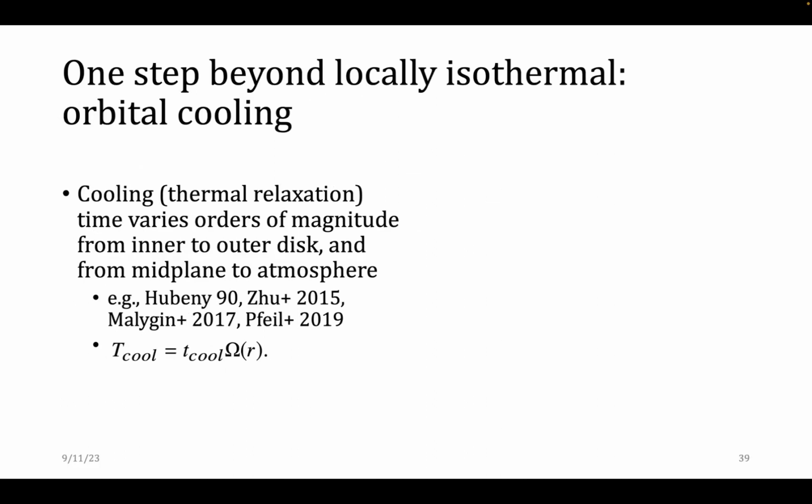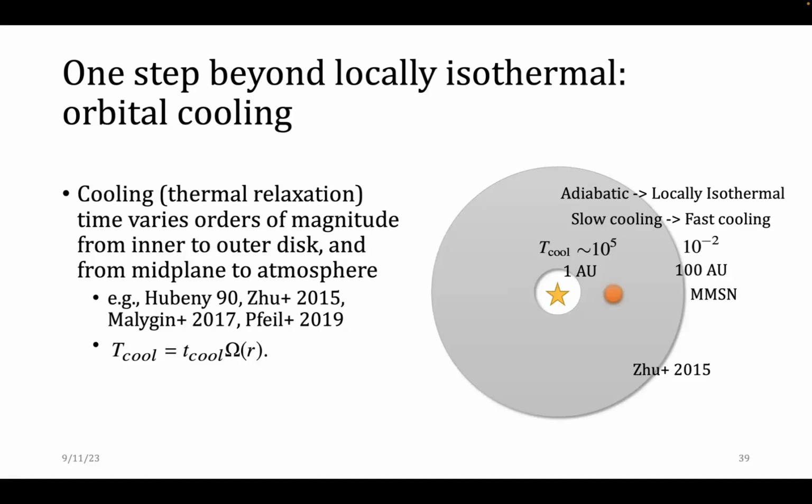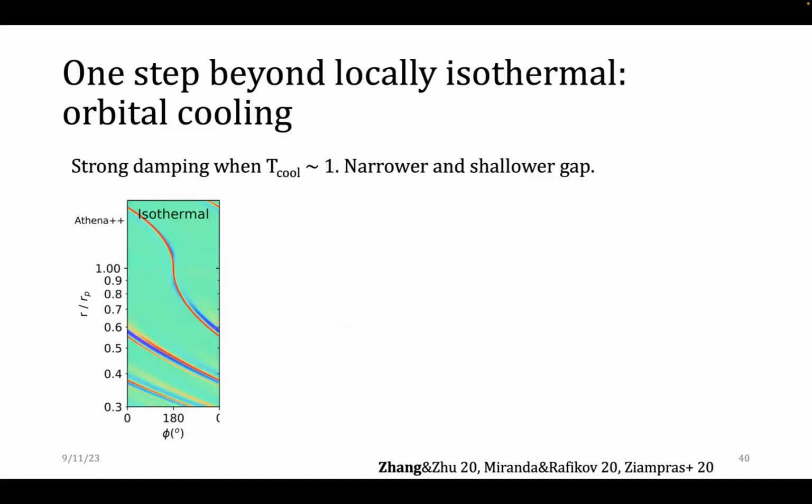There have also been many studies showing that this cooling time varies across the disk, from the inner disk to the outer disk, and from the midplane to the atmosphere. If you adopt a very simple minimum mass solar nebula model, you should expect a very high cooling time in the inner disk and a very low cooling time in the outer disk. So in our paper, we wanted to study whether this cooling time has any effect on gap opening by the planet.